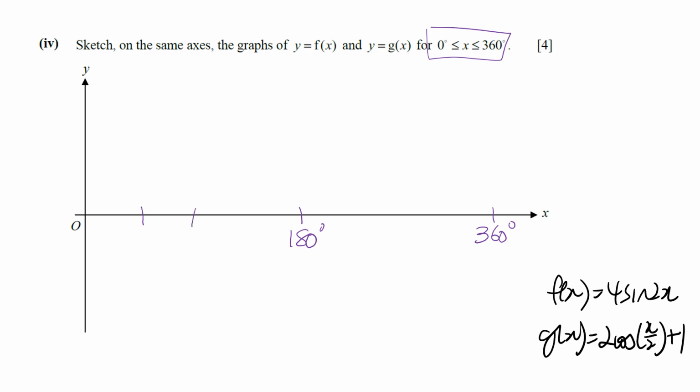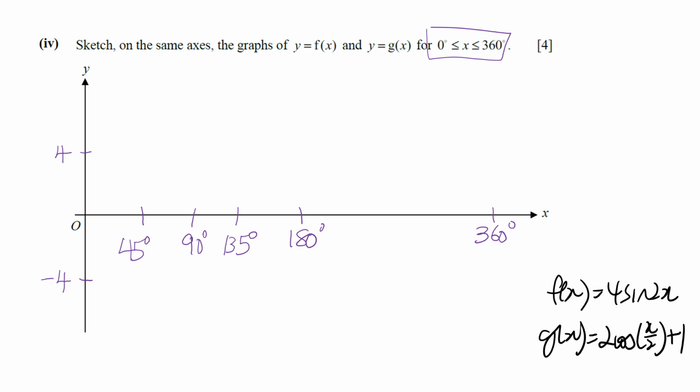So one cycle is 4 quadrants, so that will be 90, 45, 135. Okay, let's sketch sine first. I'm going to use purple color to sketch the sine curve. Just so we know, the maximum value for sine is positive 4, and the minimum value for sine is negative 4.